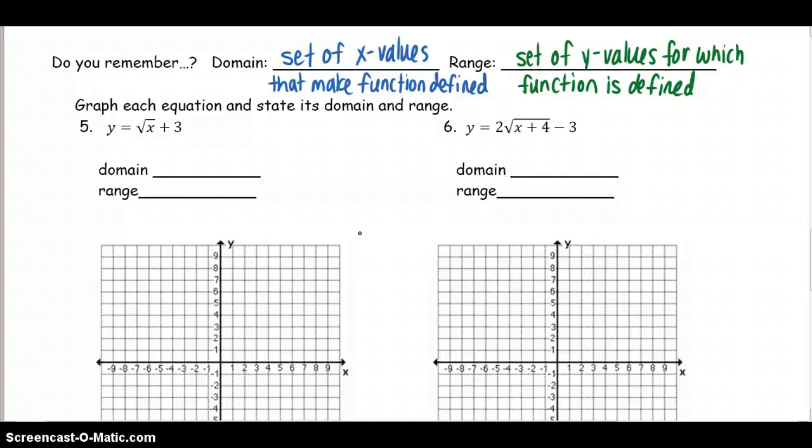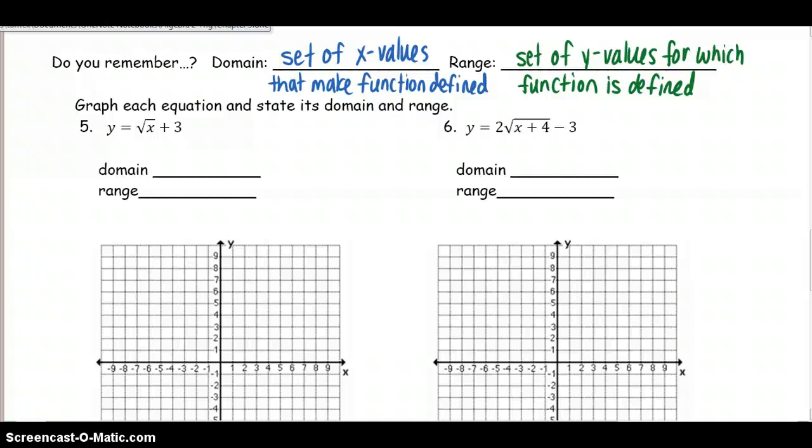Okay, we haven't talked about domain and range in a while, so make sure you remind yourself what it is. Domain is a set of x values that make your function defined. And the range is the set of y values for which your function is defined. Okay, those are really important when it comes to square root functions because there are values that aren't defined for a square root function, and you'll see what I mean when we start this first one.